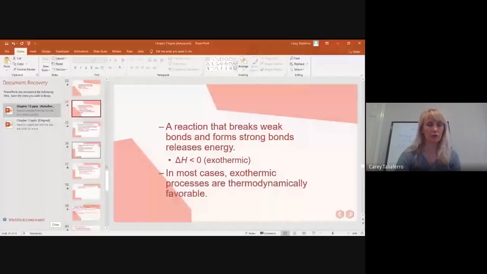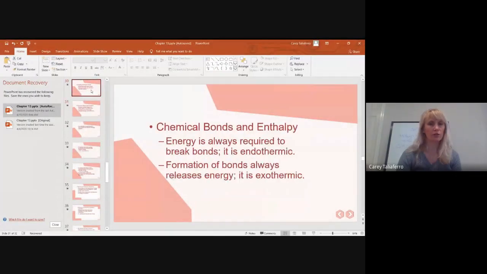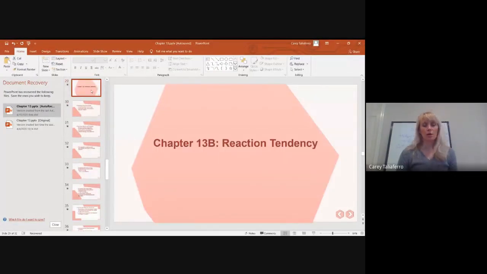So when we talk about entropy, we're going to do similar problems, and we're going to use a similar chart that we did for enthalpy. So we need to talk about, do reactions want to happen? That's where the entropy comes in. And then tomorrow, we're going to talk about combining enthalpy and entropy into one equation, and we will be able to predict whether or not a reaction will occur.